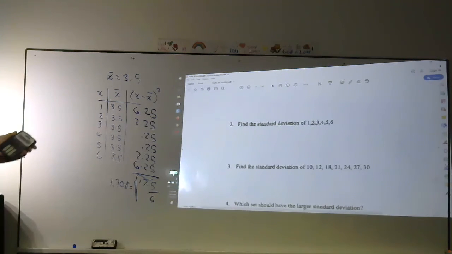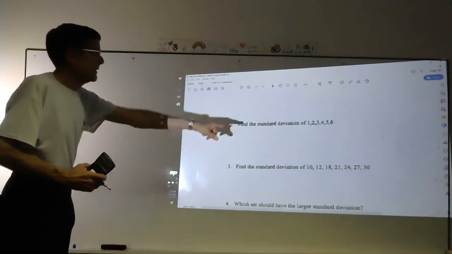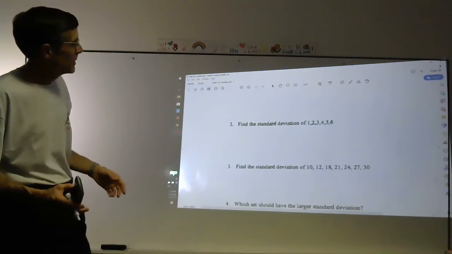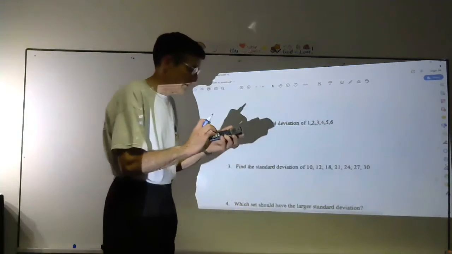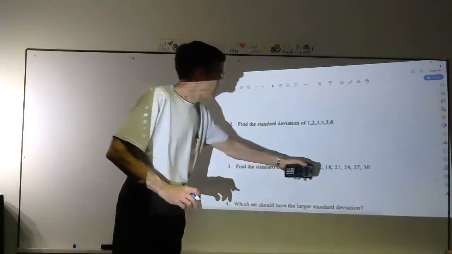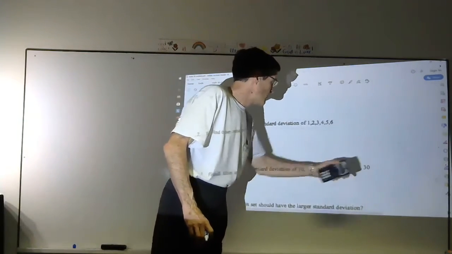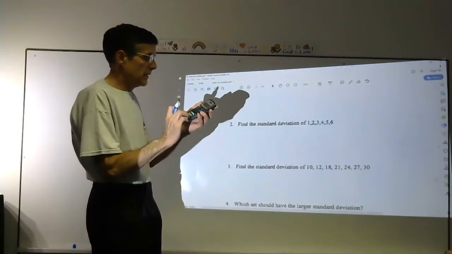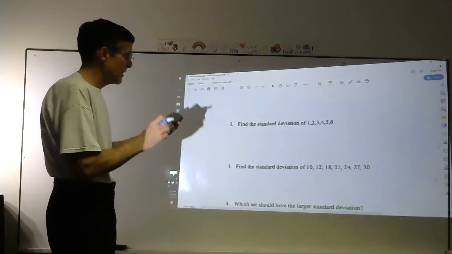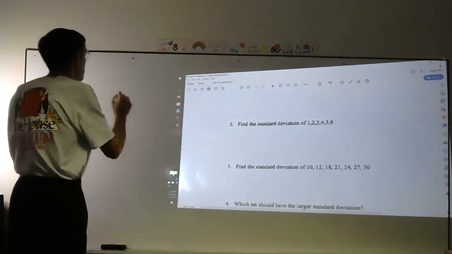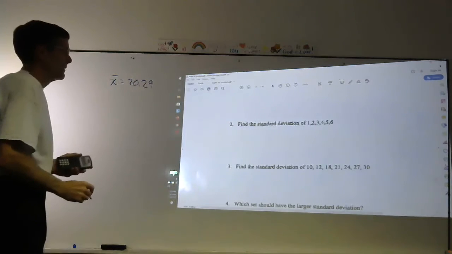Okay, that's all there is to it. One more. Find the standard deviation of this set. Okay, this one's not going to be quite as easy. So let's add these up and find the mean first. 10 and 12 is 22, plus 18 and 21 is 39, plus 24 and 27 is 51, plus 30 is 142, divided by 7. I get X bar is 20.29. Yikes. This is going to be ugly.